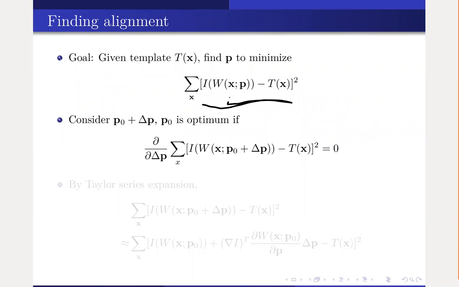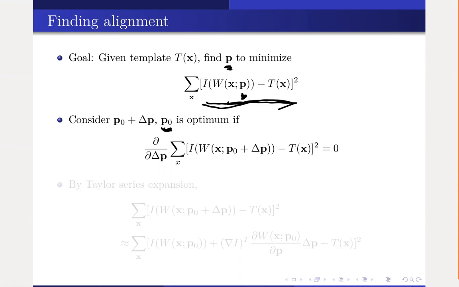Now what we're going to do is find the minimizing with respect to P, right? So P here is the parameter. We want to find the P that makes the model transform this coordinate accurately. For this to be minimized, let's say P0 is the optimum here.